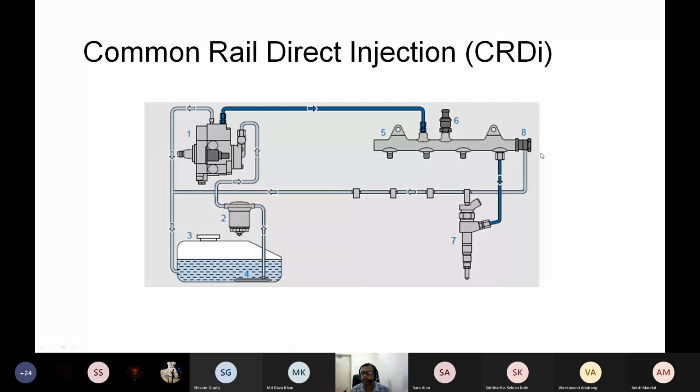Okay, so the ECU will send signals to sensor 8 to open this area partially. Then what will happen? The fuel in the rail will flow through the bypass line and go to your fuel tank. In that way, how much it has to be open? Because here in the rail we need to maintain the pressure at 500 bar.